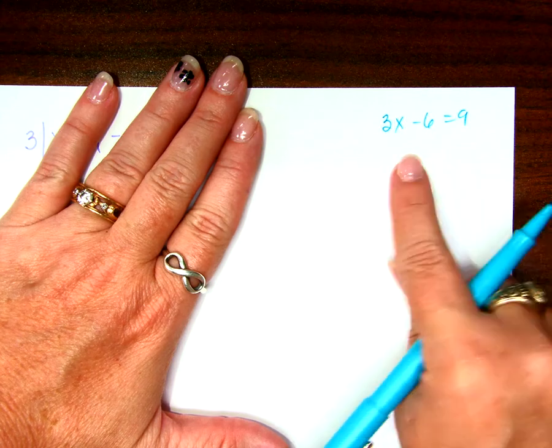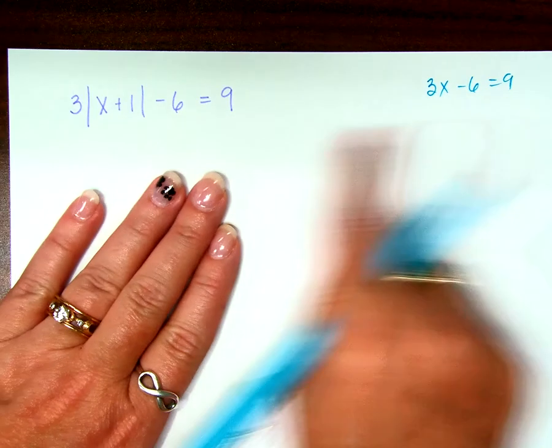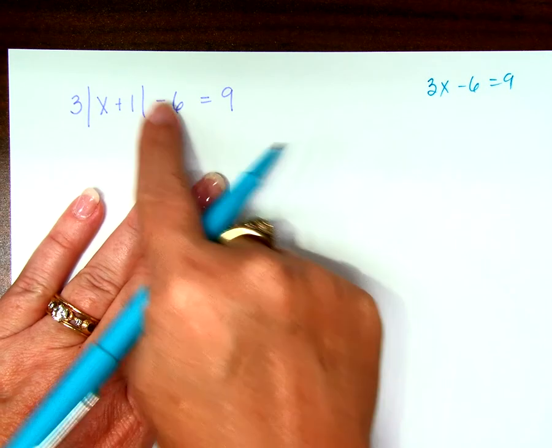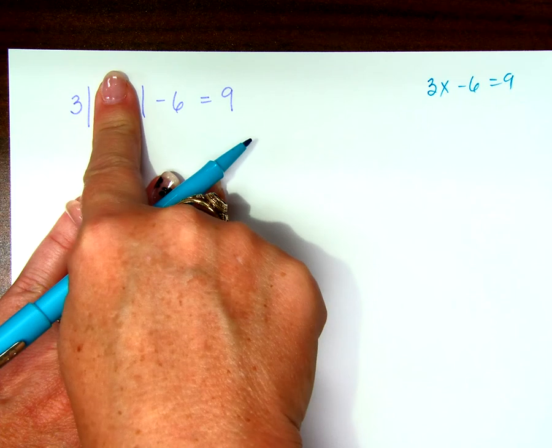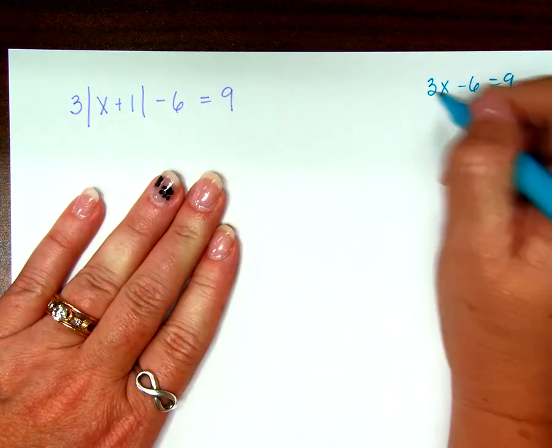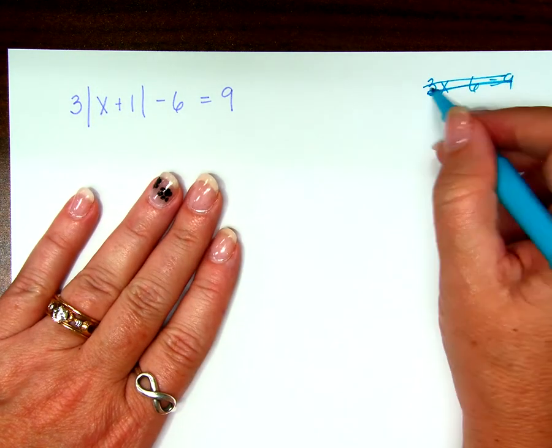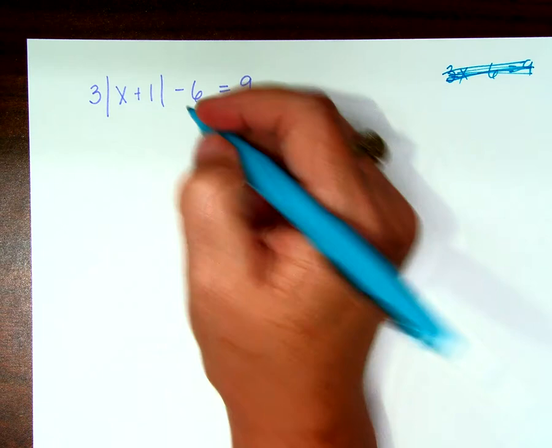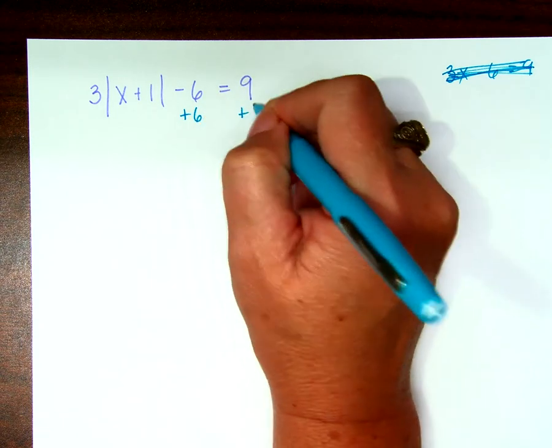I'd add 6 and then divide by 3, right? How is that any different than what we're doing here? It's just that this is what we're considering our x right now, right? So we're doing the same things that we did on a problem like that, the same kind of order, right? So let's add 6 first.